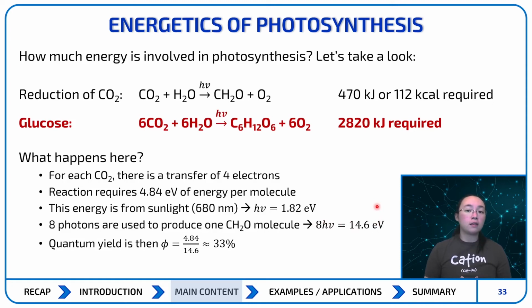So can we calculate the quantum yield? We can, because we have the total energy per molecule, and then we have a total of 14.6 electron volts as the intensity of the light. So then we have 4.84 divided by 14.6. We have an approximate 33% quantum yield.